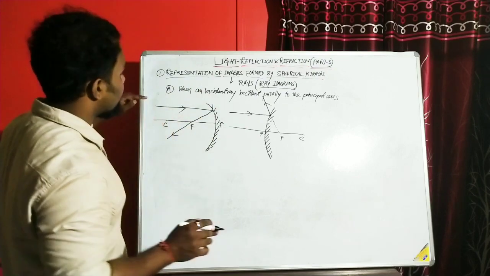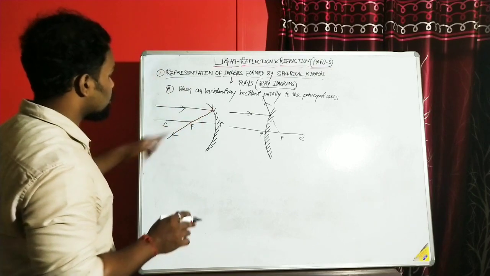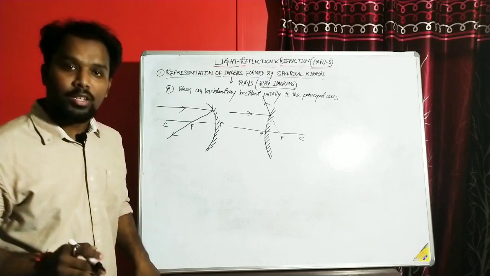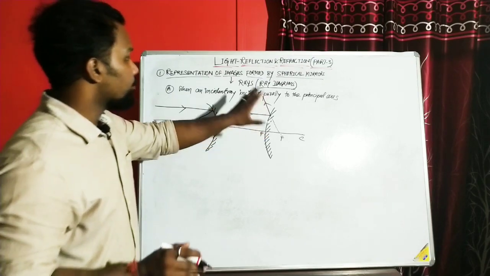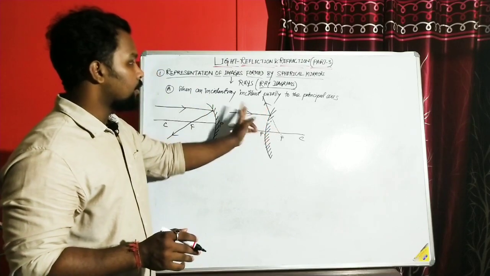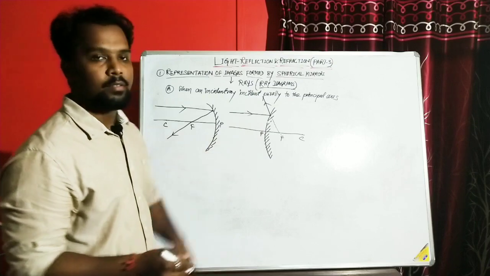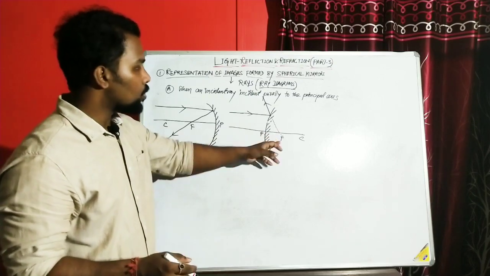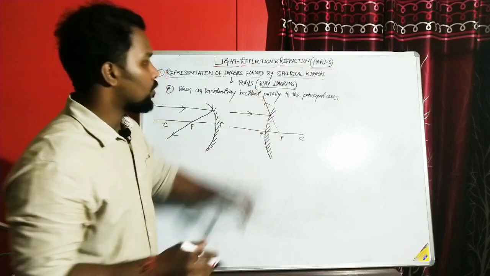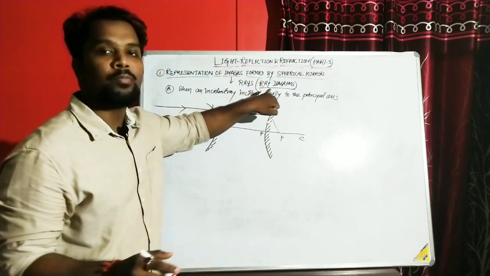So what will happen after the ray gets incident on a certain point? It will move through the focus. That means it is just converging towards the focus. But in case of a convex mirror, what is actually happening? After getting reflected, that ray appears to diverge from the focus. Look closely. It actually looks like that ray is coming out of what? Focus. That is known as appearing to diverge from the focus.